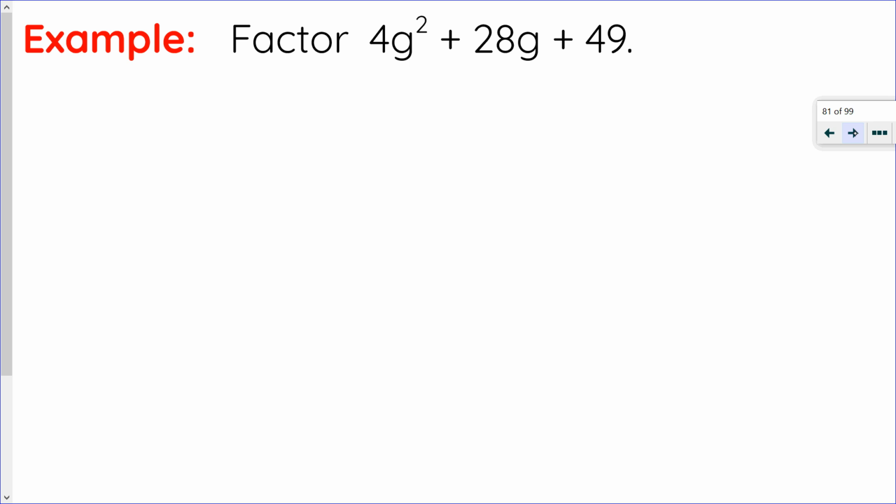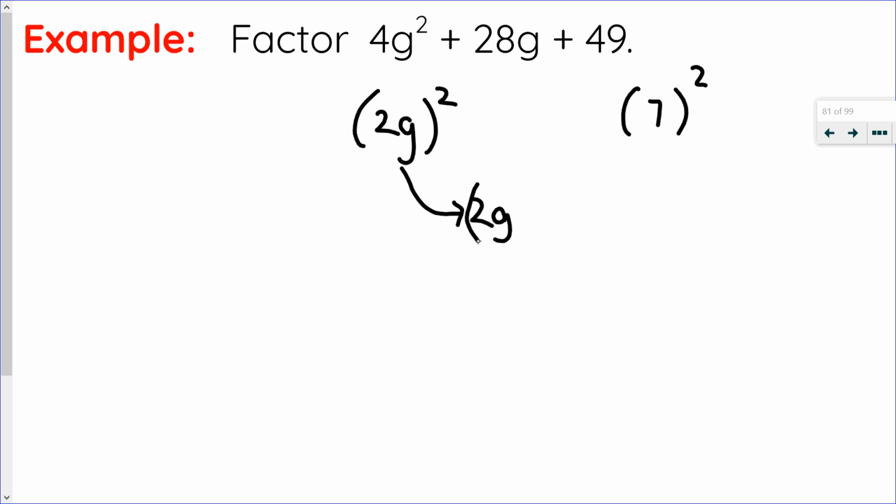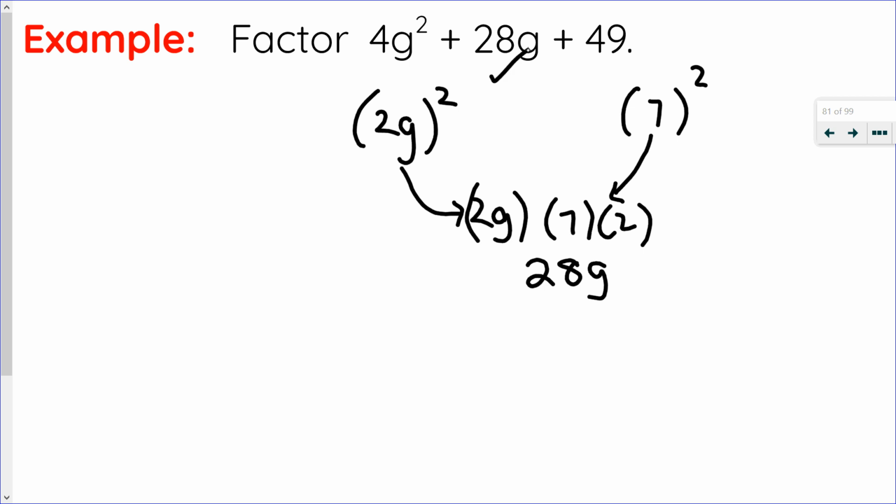So it looks like it's a potential for a perfect square because 4g squared is the same as 2g squared, and 49 is the same as 7 squared. So the first and the last term are perfect squares. If it is a perfect square trinomial, I'll take this factor, 2g, I'll take this factor, 7, and I'm going to double it. If it works out to be 28, this is a perfect square trinomial. So 2 times 7 times 2 is 28g. So this, in fact, is a perfect square trinomial.